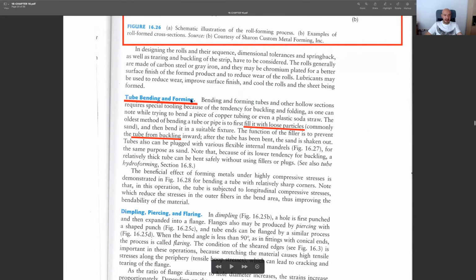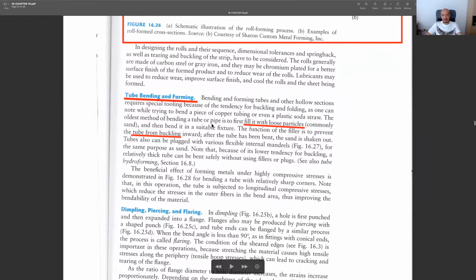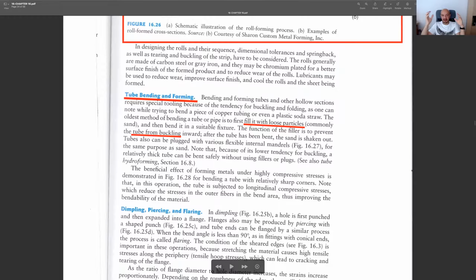Then we have tube bending and forming. Again, what we do, we have a die, we put our tubes, pipes into that die and try to bend it. But the difficulty in tube bending is that since the strength of the tubes is not high, we may have buckling, folding, wrinkles around your pipe tubes.